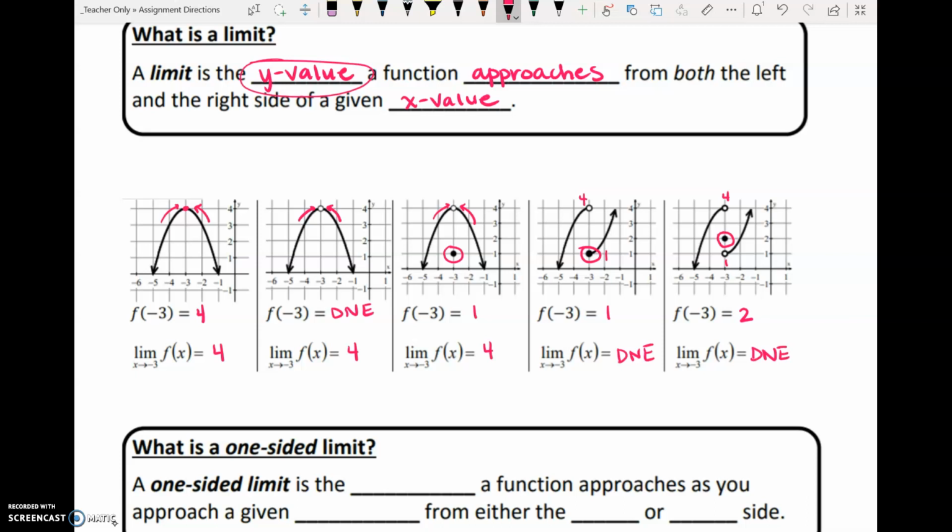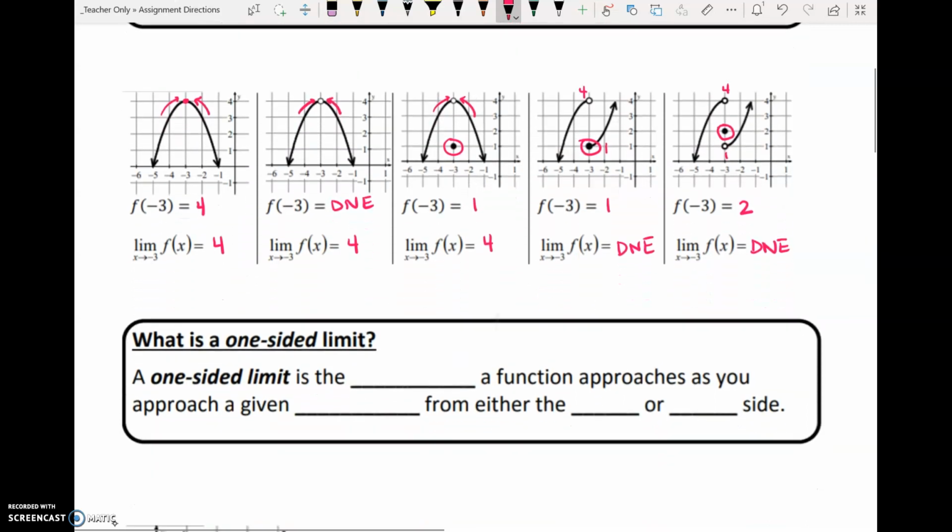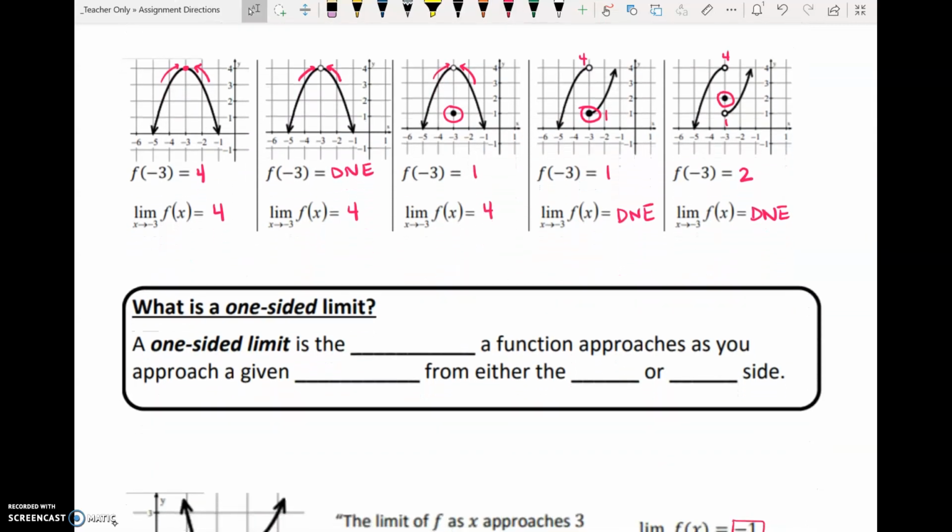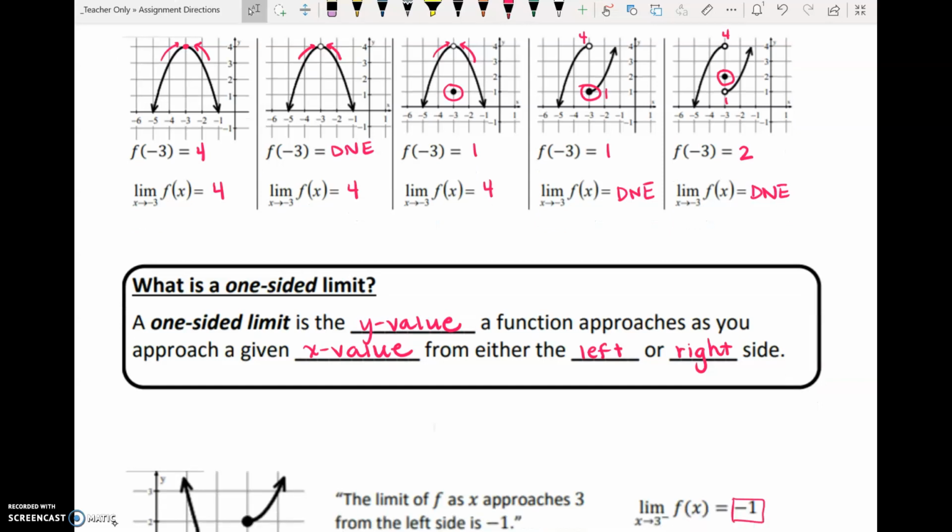So this one-sided limit is what's happening when we're looking from one direction or the other. A one-sided limit is the y value a function approaches as you approach a given x value from either the left or right side. So an overall limit is looking from both directions. A one-sided limit is looking from one or the other.